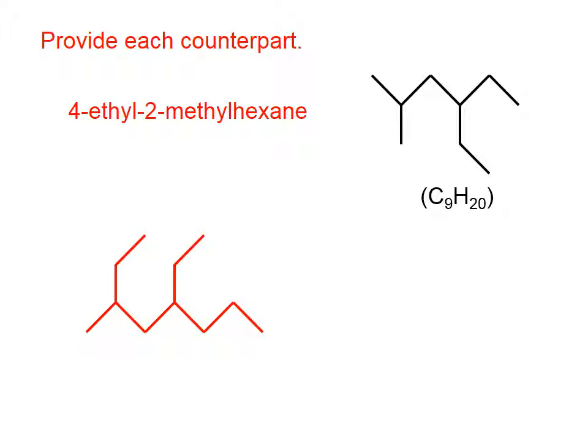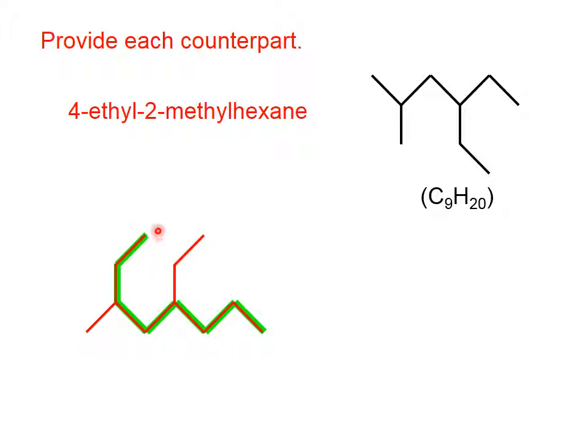If we were to count up carbon atoms, we'd get 9. If we were to count up hydrogens, we'd get 20 on that molecule. How about this one down here? If we find the longest chain, I've colored it in green so you could see it. Which carbon in this longest chain should be carbon number 1?